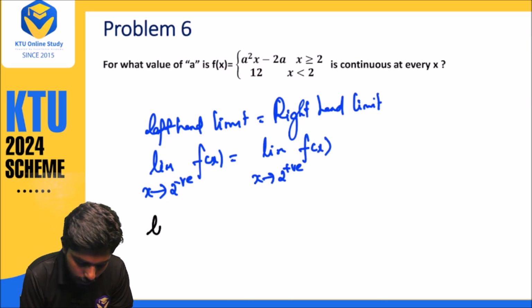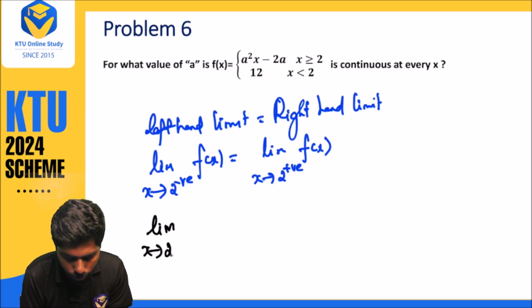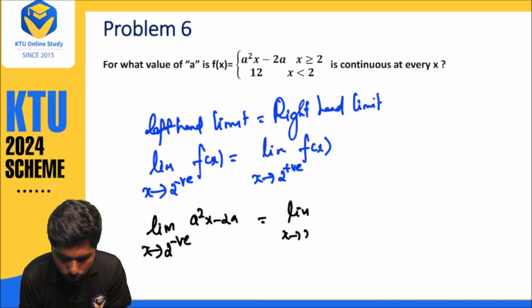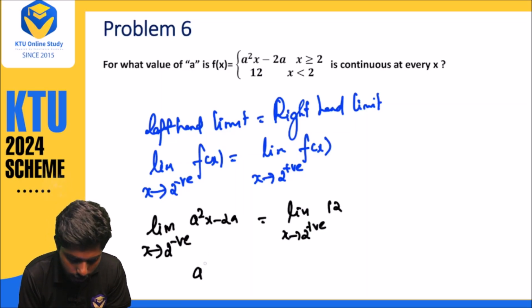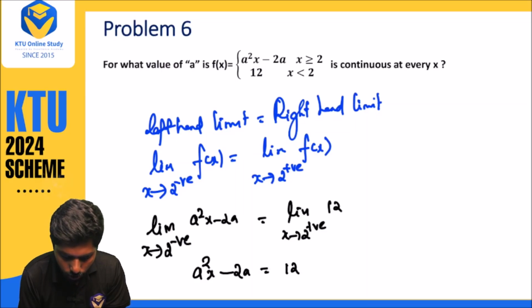So what is f(x) here? Limit x approaches 2 in negative direction, f(x) is a²x minus 2a, is equal to limit x approaches 2 in positive direction, that is 12 you are getting. That is nothing but we can say that a²x minus 2a is equal to 12.